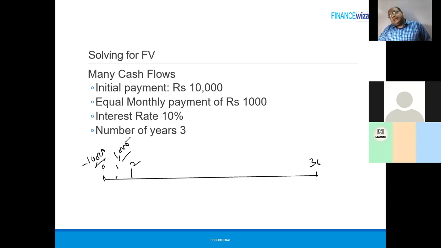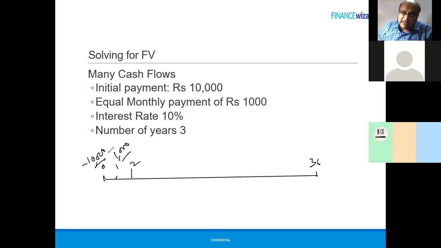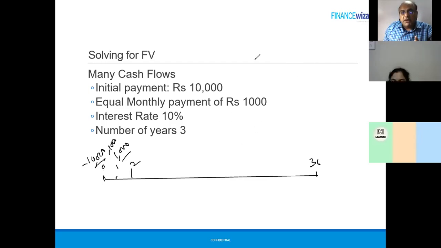Now, there can be two cases. You can invest 1,000 rupees at the beginning of the month, and you can invest 1,000 rupees at the end of the month also. If you are investing 1,000 at the beginning of the month, you are investing the 10,000 today and the 1,000 also today. In that case, we will take type as 1. And if you are investing 1,000 rupees at the end of the month, like 10,000 you invest today, 1,000 one month later, then we will take type as 0.